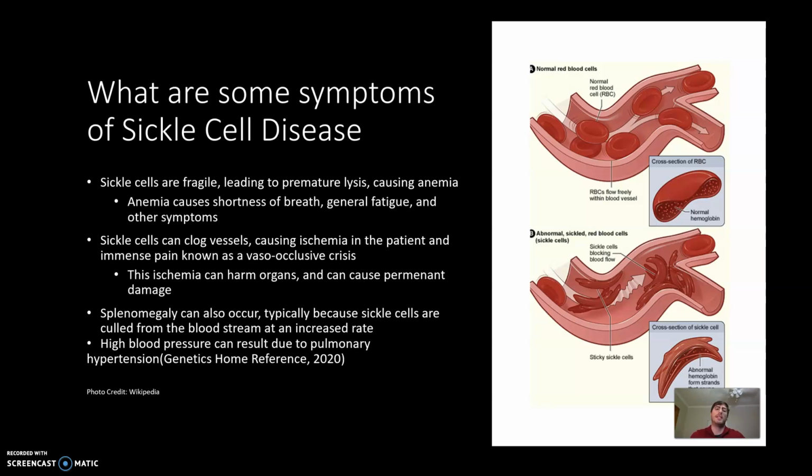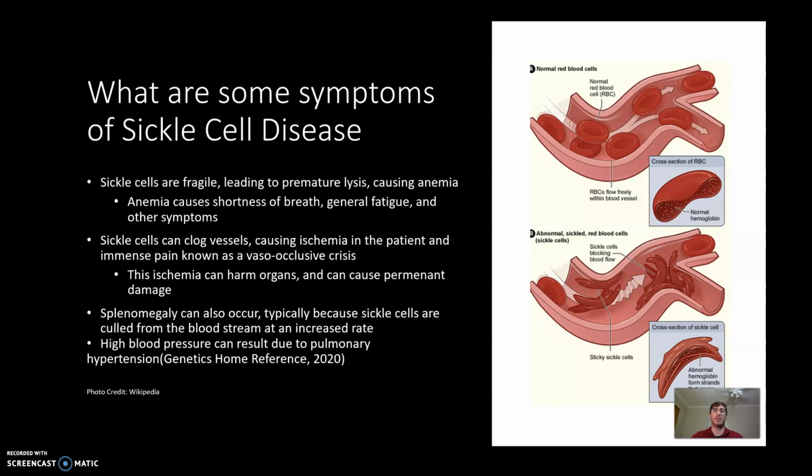So what are some symptoms of sickle cell anemia? Well, first of all, sickle cells are fragile, and they tend to lyse easier, or break apart. And this is what really causes that anemia, the breaking of the red blood cells. Anemia can cause shortness of breath, general fatigue, and other symptoms. Because again, without your tissues getting oxygen, you'll start to feel like you need more oxygen in your body.